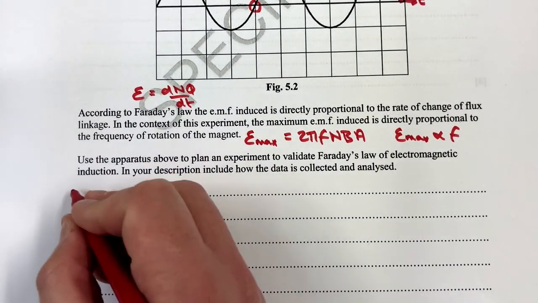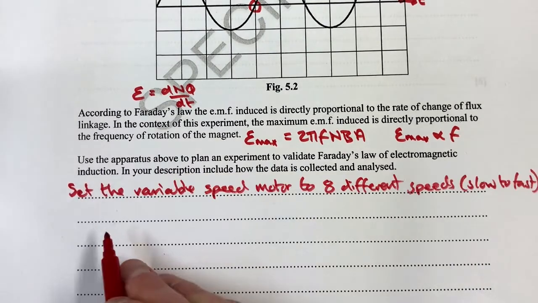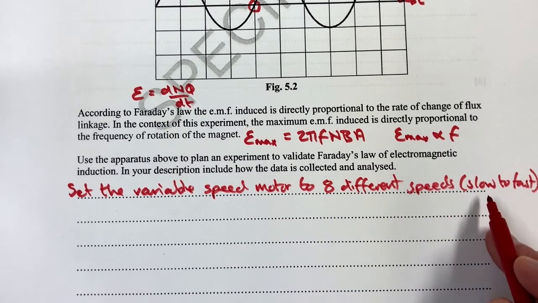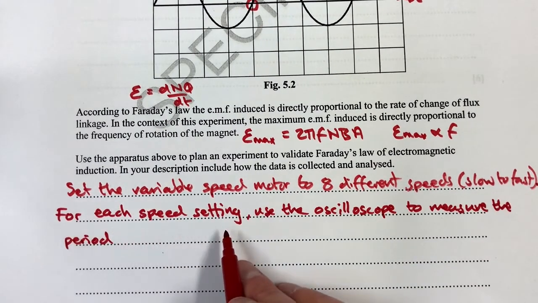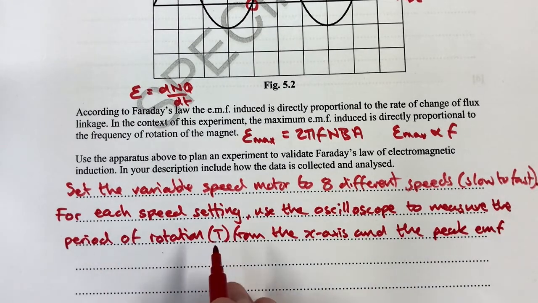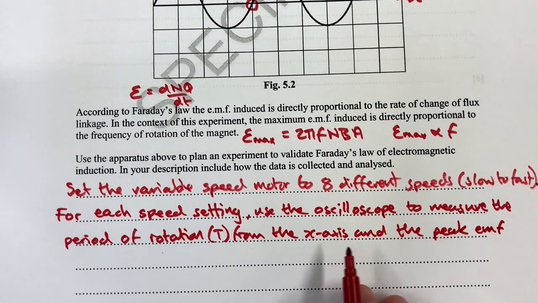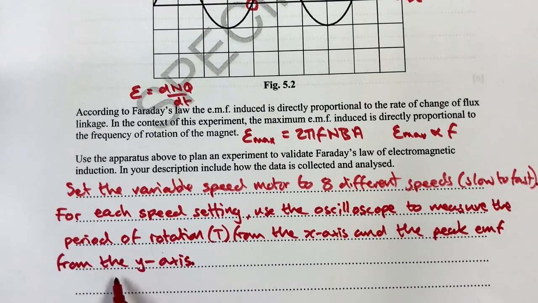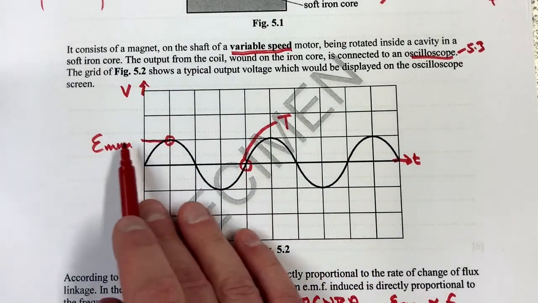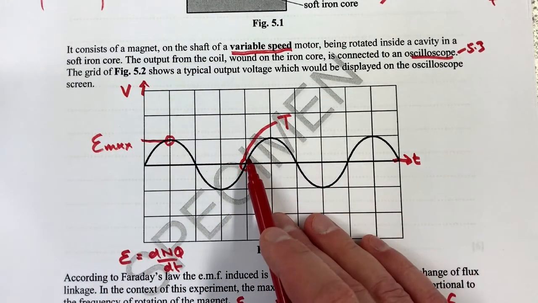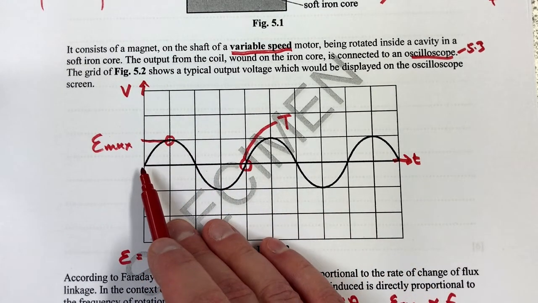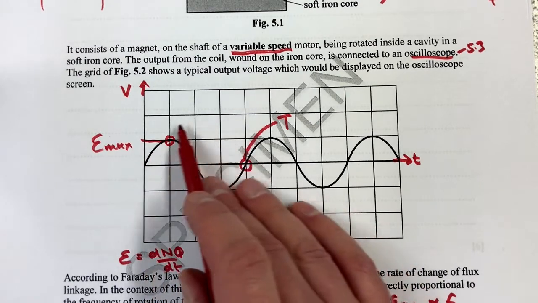So I'll communicate that as follows. Set the variable speed motor to 8 different speeds from slow to fast. For each speed setting, use the oscilloscope to measure the period of rotation T from the x-axis and the peak EMF from the y-axis. Now as the picture is here, and as I've graffitied it with epsilon max and capital T, I'd probably jump on this opportunity to show how I understand how this oscilloscope works.